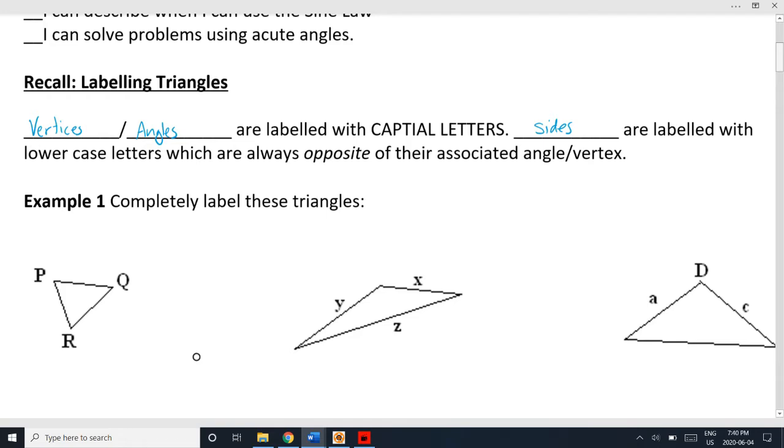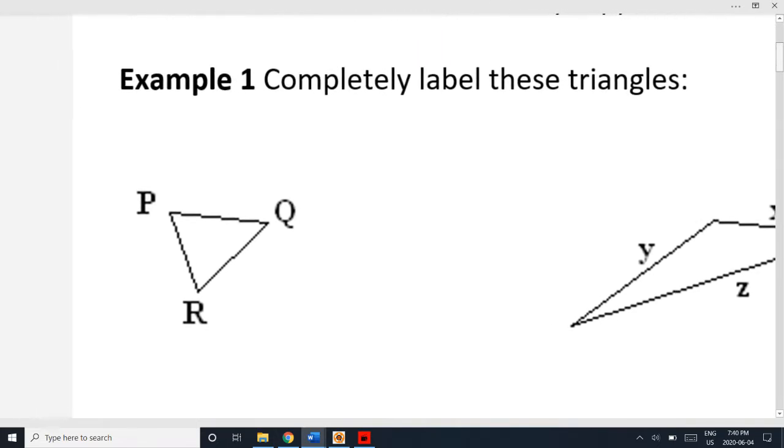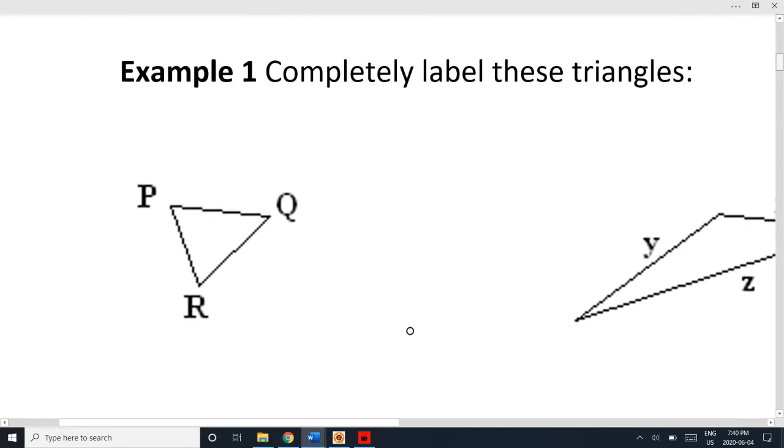Example 1. Completely label these triangles. Here we're given the three vertices of this triangle, P, Q, and R. We know that across from each of these vertices are our sides, written in lowercase letters. For example, you see capital P here, so lowercase p will be over here for this side. On this side, we have capital Q, and so the side associated with that would be lowercase q over here. And here we have the vertex R, and opposite that is our side r.